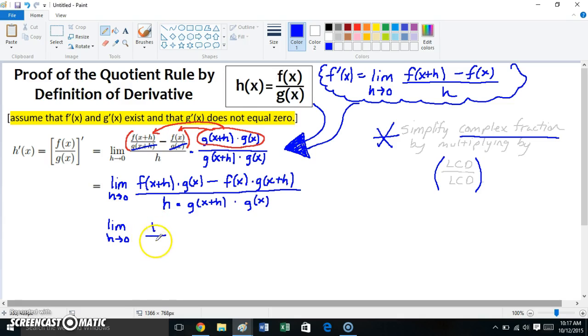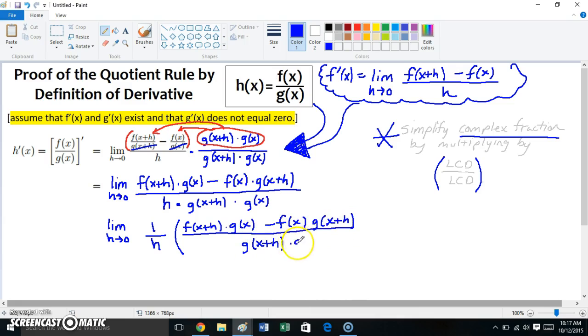In the next slide, you're going to see it as 1 over h times f of x plus h times g of x minus f of x times g of x plus h all over g of x plus h times g of x.